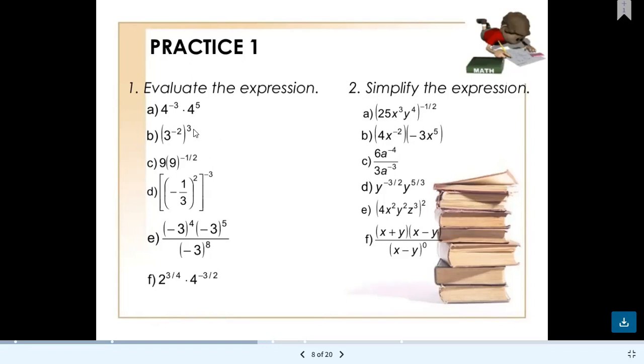Okay, so yung letter B naman, kapag ganito, ano yung gagawin natin kapag ganito yung representation? Ibig sabihin, minumultiply natin yung inside tsaka outside na exponent. So, ang mangyayari nito is negative 2 times 3 will be negative 6. So 3 raised to negative 6. Since negative yung exponent, magiging denominator siya. Okay, so 1 over 3 raised to 6.